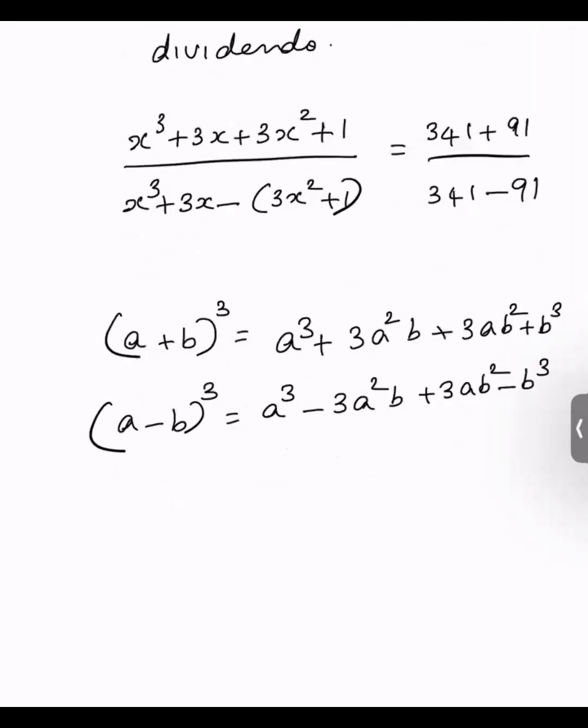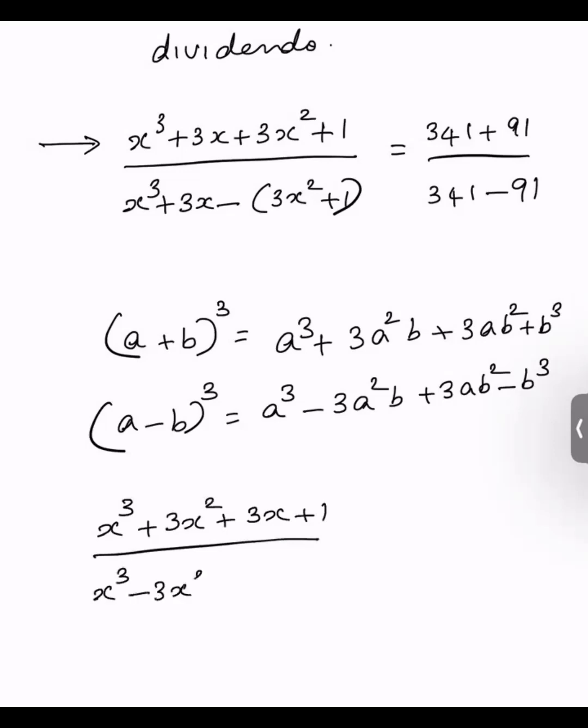Here, you look at this numerator. Numerator is x cube plus 3x plus 3x square plus 1. So can I rewrite it as x cube plus 3x square plus 3x plus 1? And in the denominator, can I write it as x cube minus 3x square plus 3x minus 1 is equal to 341 plus 91. What is it? 432 divided by 341 minus 91 would be 250. Yeah. Okay, so this is what I'm getting.